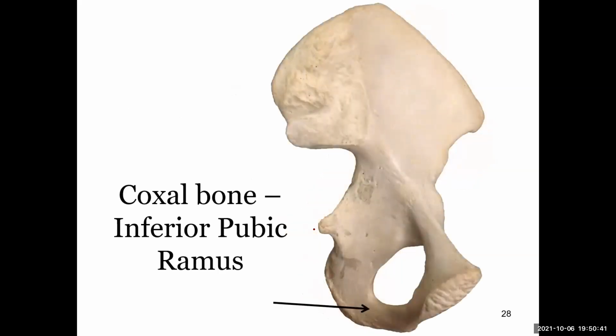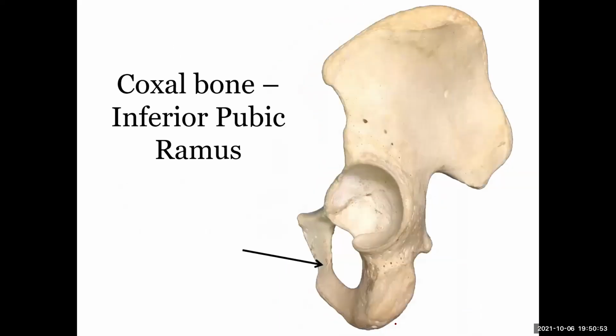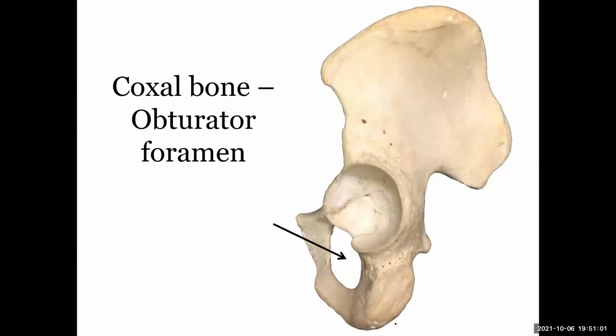Then you have the inferior pubic ramus. The inferior pubic ramus is more over here. That's the inferior pubic ramus. And then you can see it a little bit better here on the lateral view. And then, of course, the hole there is the obturator foramen.